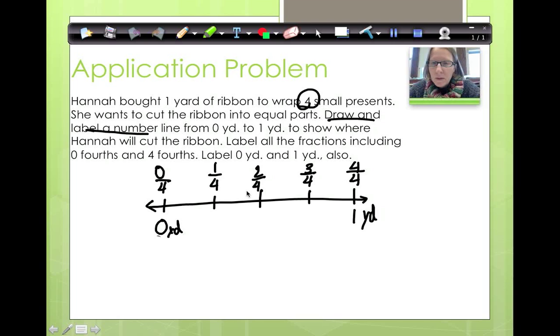Now, did we do everything we're supposed to do? Hannah bought 1 yard of ribbon to wrap 4 small presents. Okay, we cut it into 4 pieces. She wants to cut the ribbon into equal parts. Are they pretty equal? Okay, so far so good. Draw and label a number line from 0 to 1 yard. We did that to show where Hannah will cut the ribbon. Label all the fractions, including 0/4 and 4/4. We did that. And we needed to label 0 yards and 1 yard. We did that too. Great, we're done. Nice job. All right.